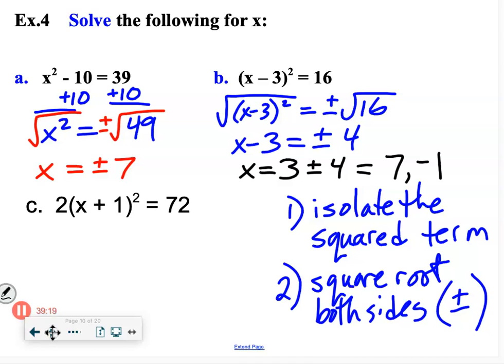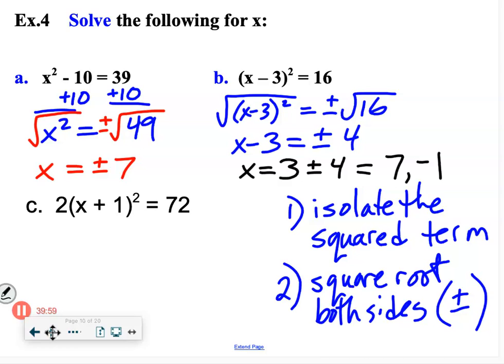How could we check to see if those are right? Plug it in where? The original equation, right? Plug a 7 in here. What's 7 minus 3? 4. What's 4 squared? 16. Is that true? Now -1. What's -1 minus 3? Negative 4, right? What's negative 4 squared? 16. Yes. Does that work? Yes. Okay. All right. So yes, that's how you get it.